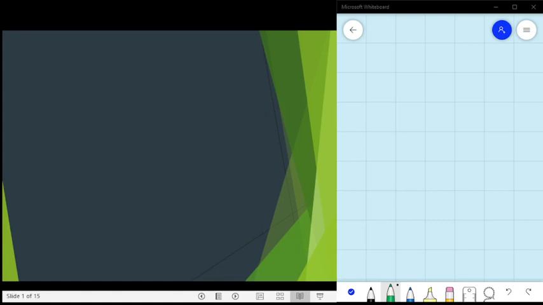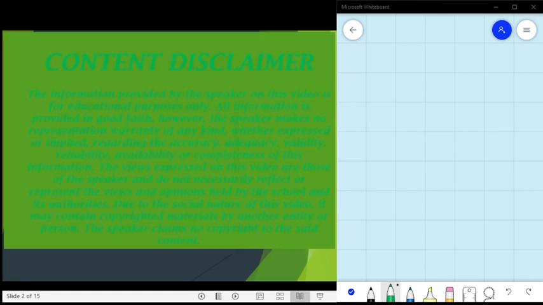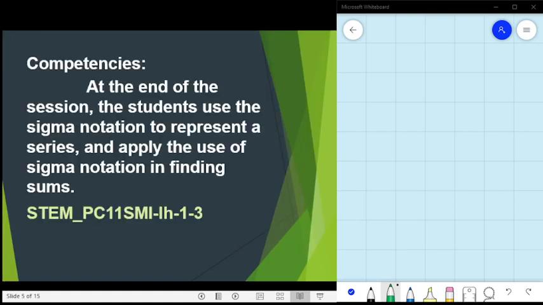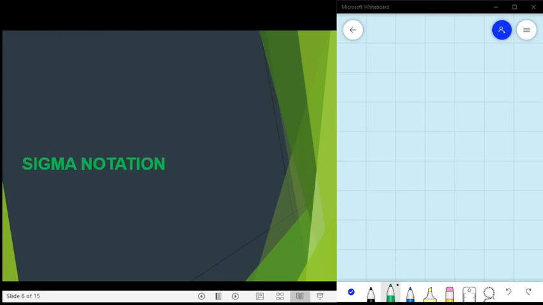So, this is the continuation of topic 5 of our pre-calculus subject, which talks about sigma notation. We have the competencies that at the end of the session, the students use sigma notation to represent a series and apply the use of sigma notation in finding sums. STEM PC 11 is MI 1H thus 1 thus 3.